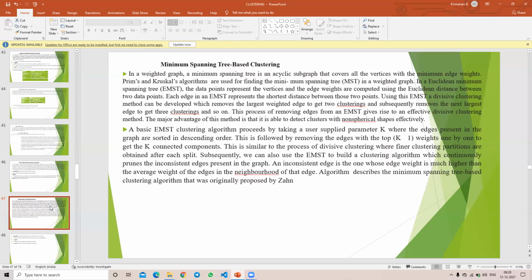The algorithm describes the minimum spanning tree based clustering algorithm that was originally proposed by Zahn. This is minimum spanning tree clustering. Next.